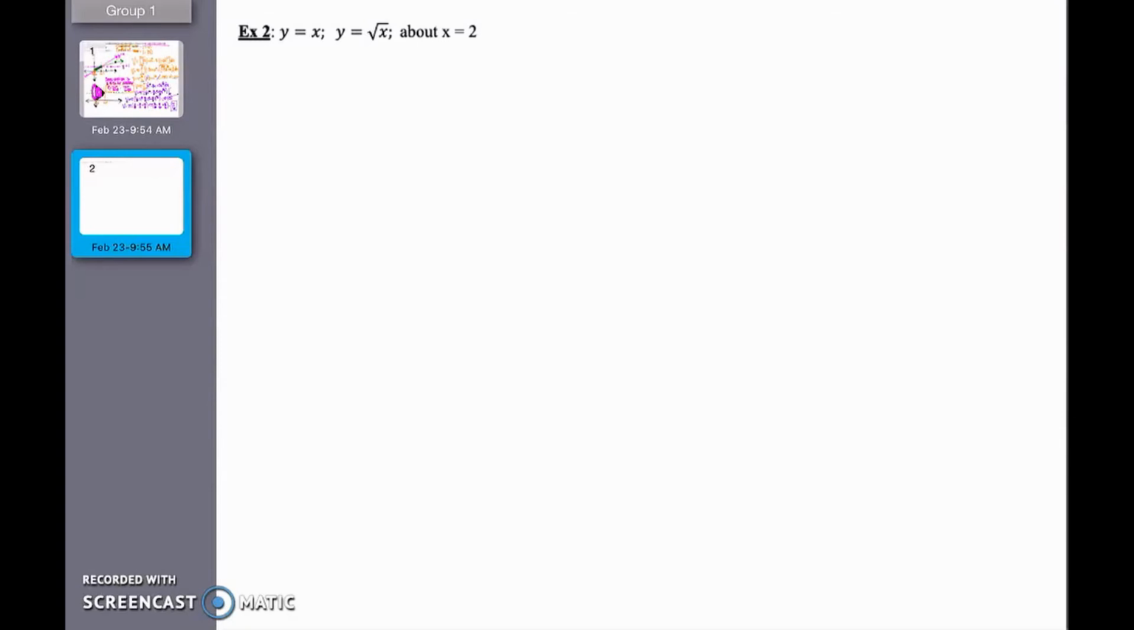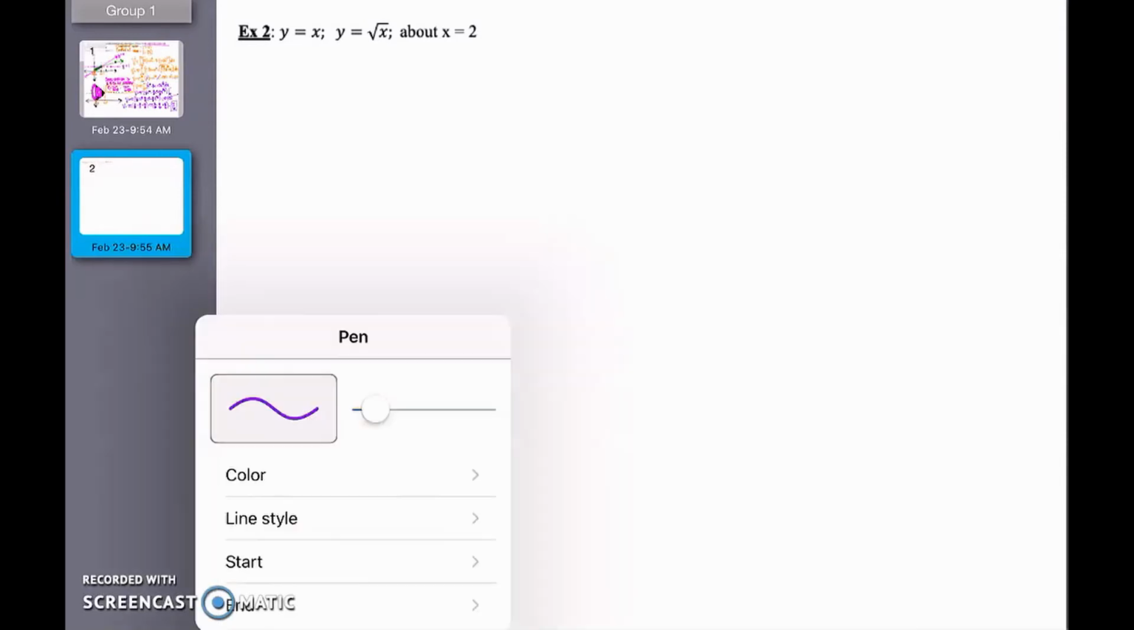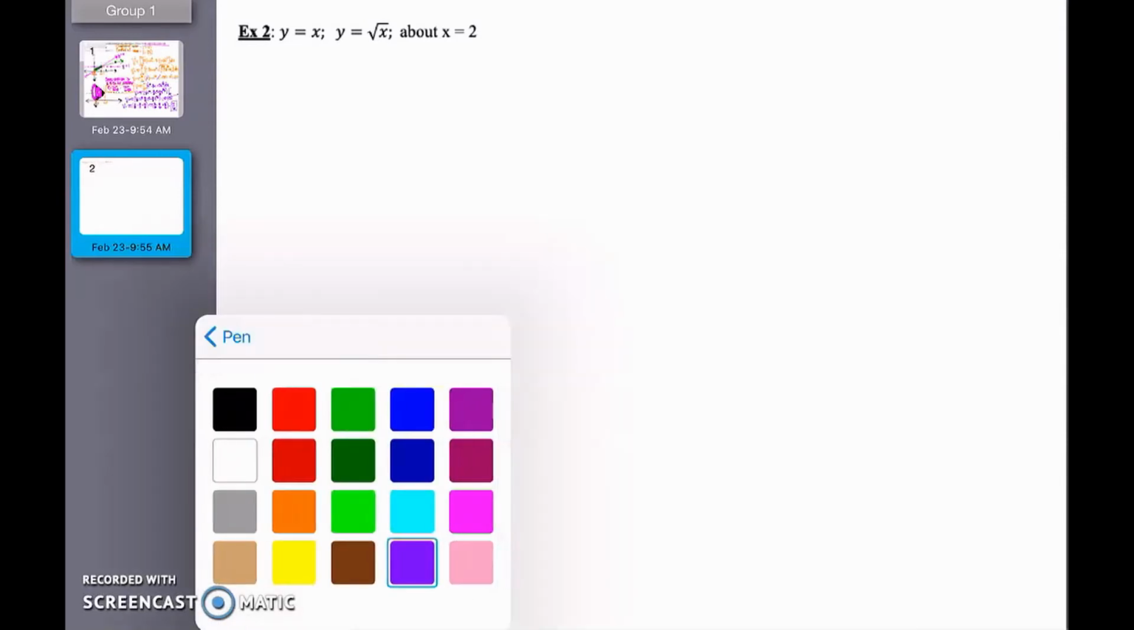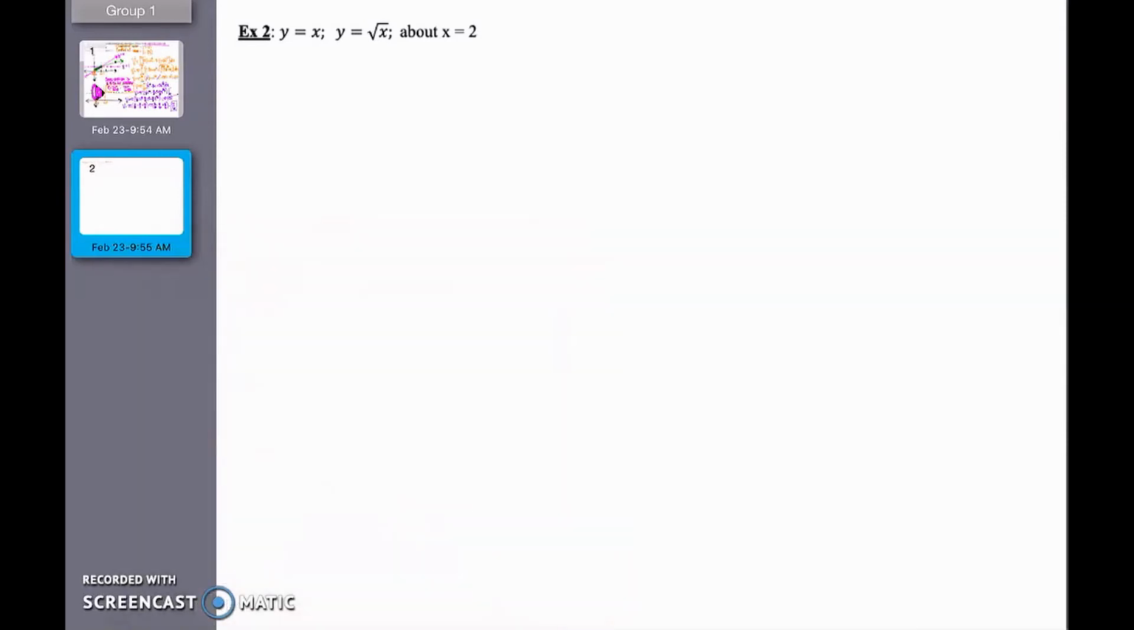Notice that in our second example, we are using the same two functions. We still have y equals x and y equals the square root of x. But this time we are going to be rotating this area, this leaf piece that we graphed last time, about x equals 2. Okay, so this is going to change things a little bit for us. Let's start again with our picture, and this time we can sketch it a little faster because it's the same picture that we started with before.